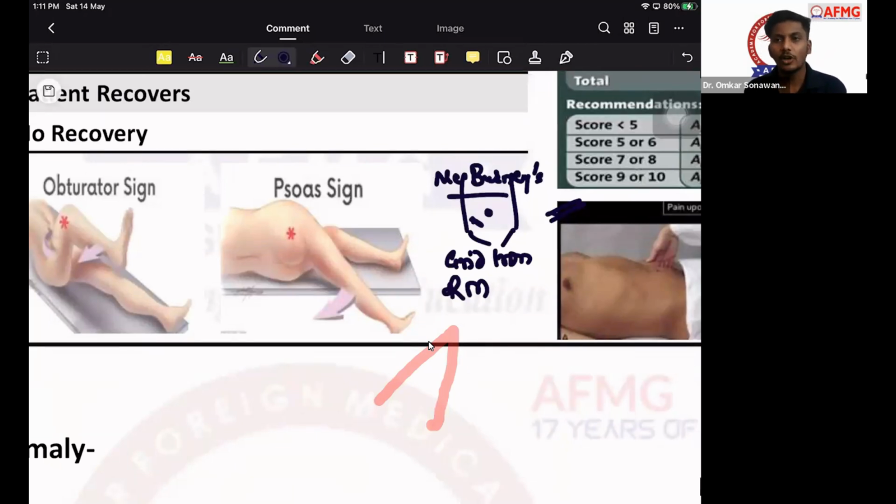Yaad rakhna. Apart from that, in cases of elective appendicectomy, we can give a transverse incision, and that transverse incision is called, anybody? The transverse incision which is given in cases of elective appendicectomy is called the Lanz incision. Very good.